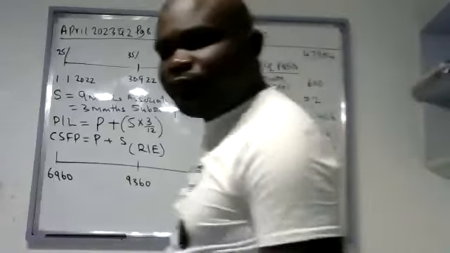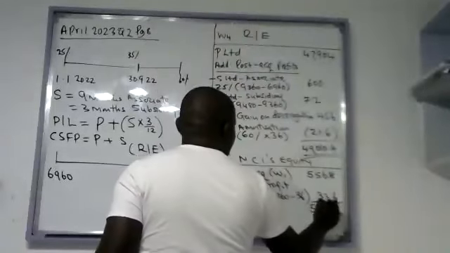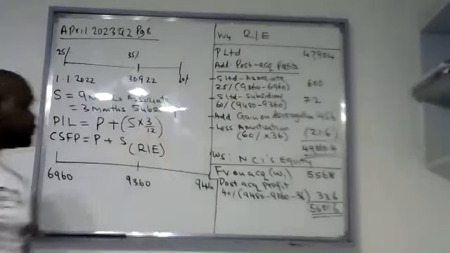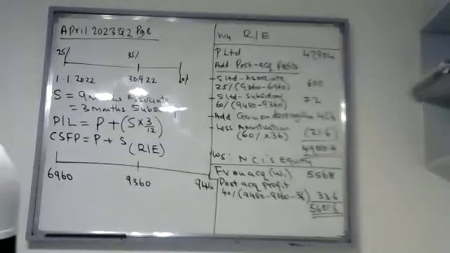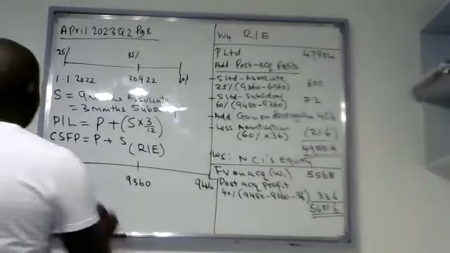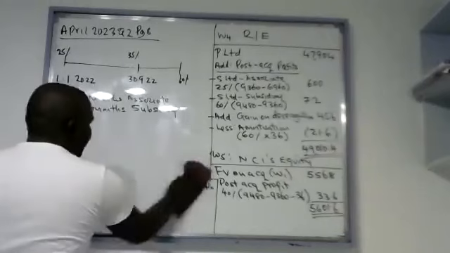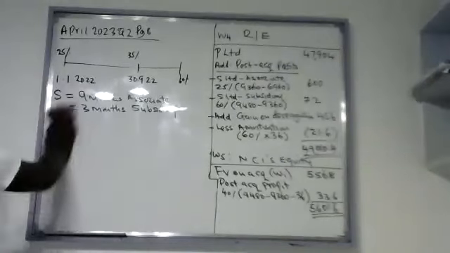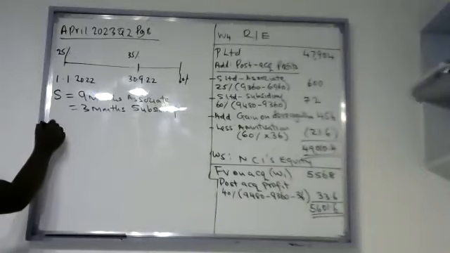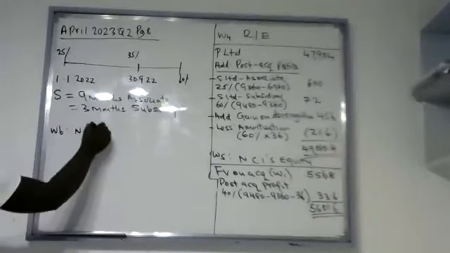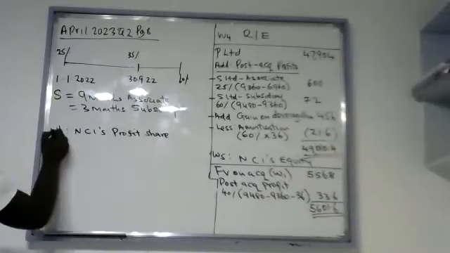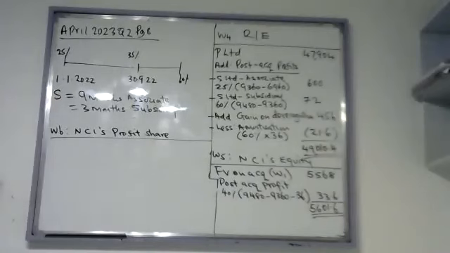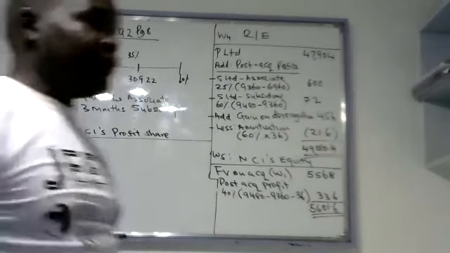So that is 5601.6. So the last working we are doing is to check the profits for the minority. That is the last, then we do the presentation. So say this is working 6: NCI's profit share. That is the last concern.